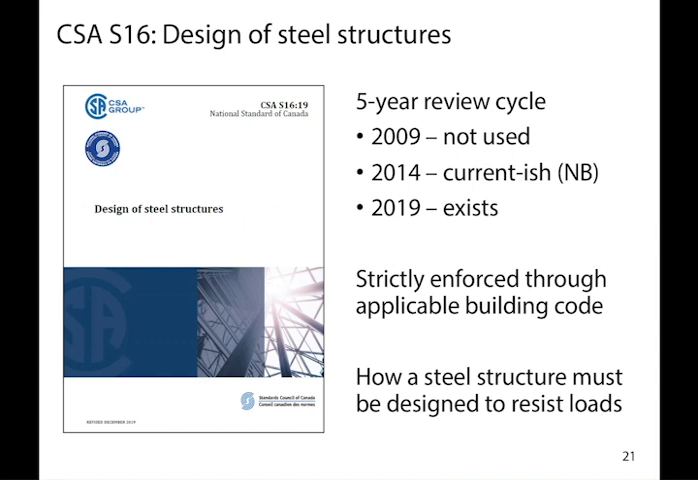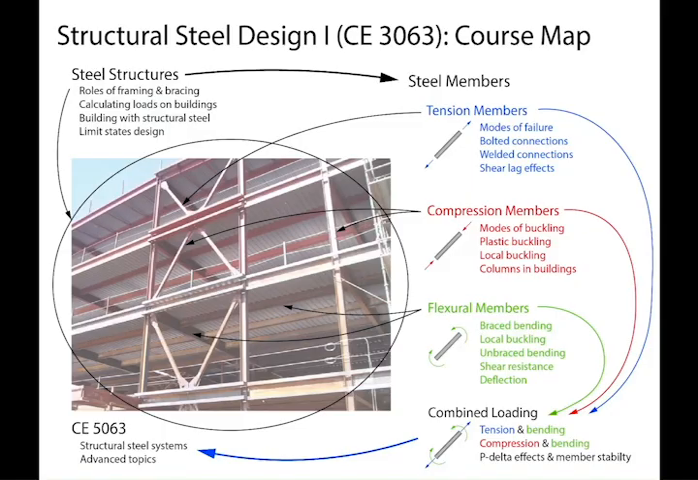It's also part of the handbook. We're going to talk about this book in a minute. The first section of the CISC handbook is CSA S16-19. The rest is information, design aids, stuff about the different steel sections available, and we'll talk about that throughout the course, and I'll talk more about it in the lab next week.